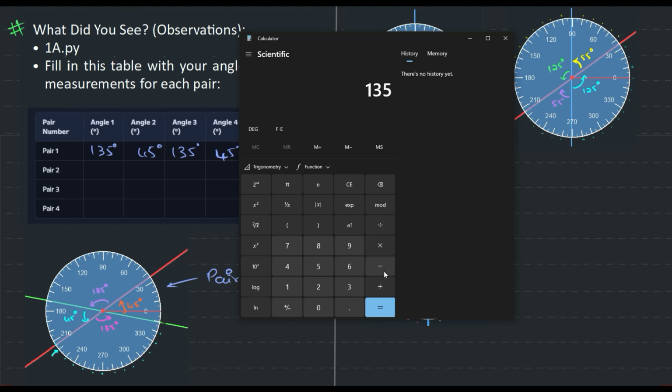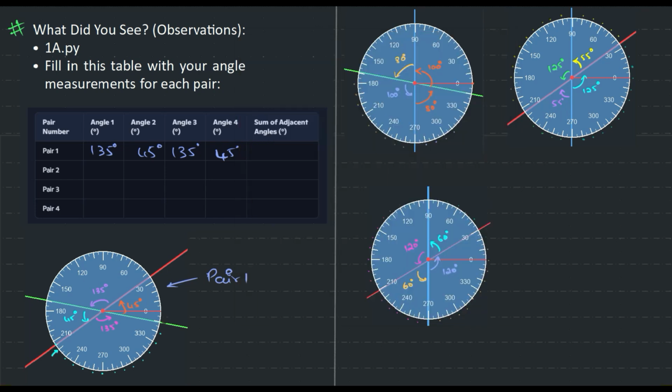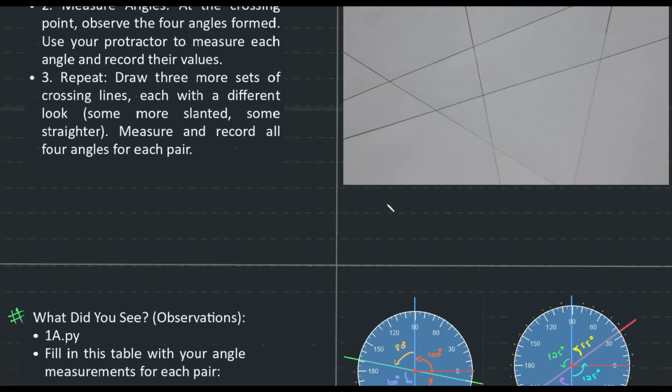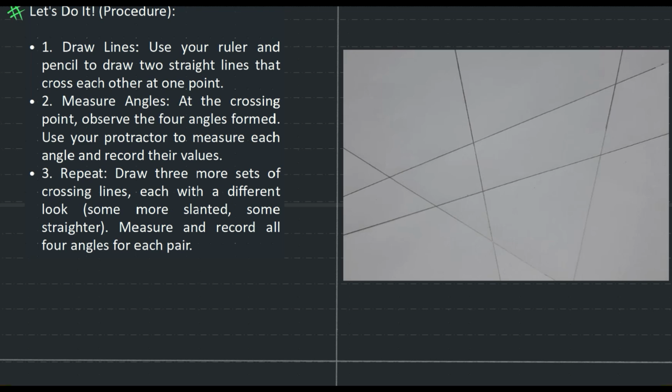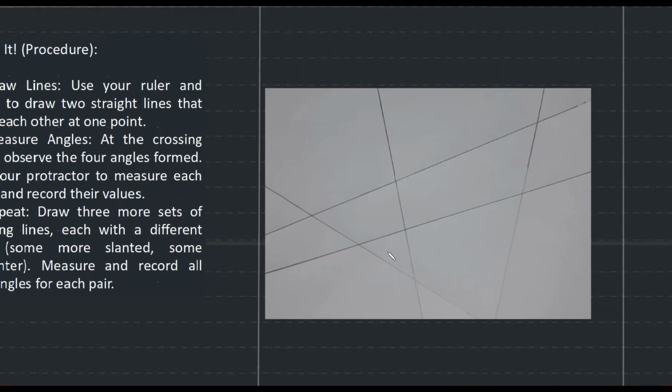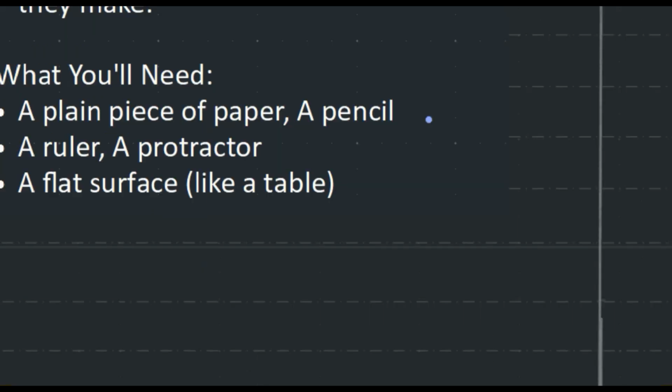135 plus 45. First of all, what is an adjacent angle? I didn't explain that itself. What is an adjacent angle? Let me go to this. So let's zoom in as well. Again, we are trying to understand the word adjacent. Adjacent has to do with neighbors.